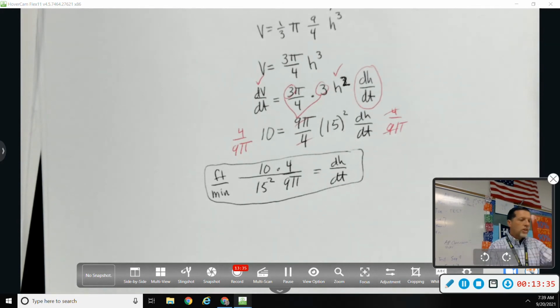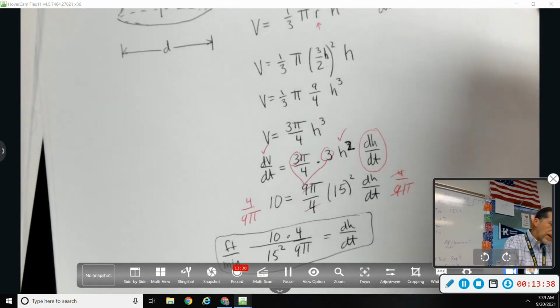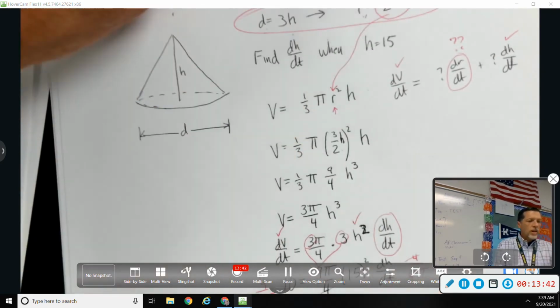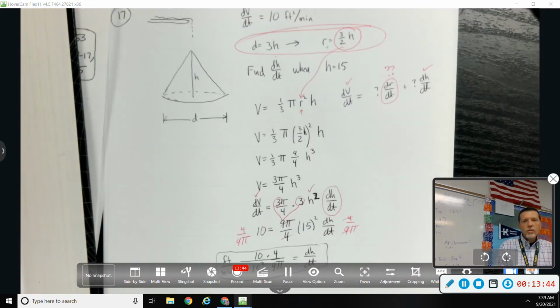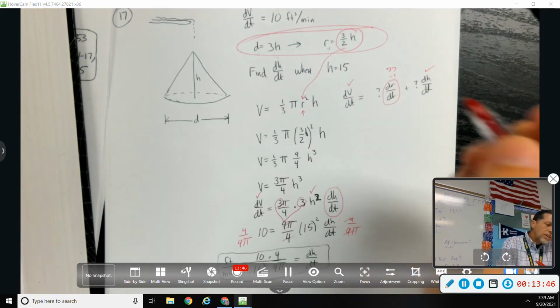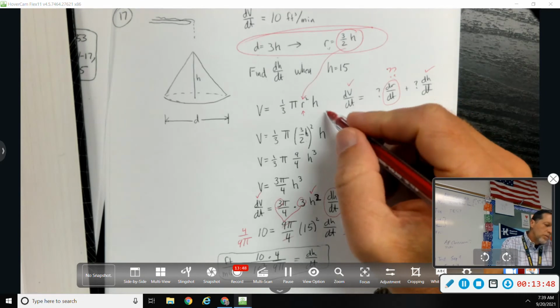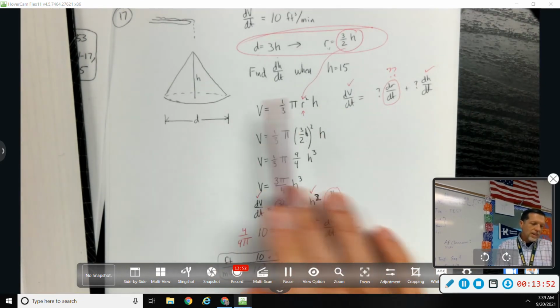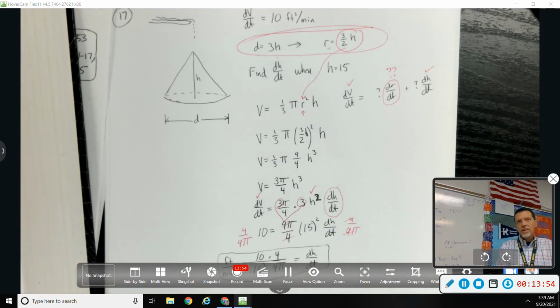So that was a great question. The main thing about that one was this extra step in there where it told us how height and radius were related so that we did not have to use the product rule. We were able to come up with sort of a special equation just for this pile of sand and make our life a little easier.